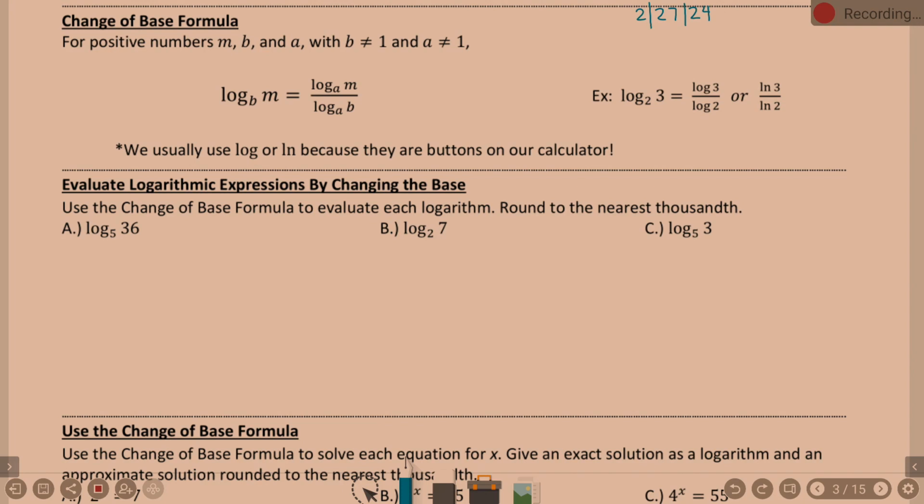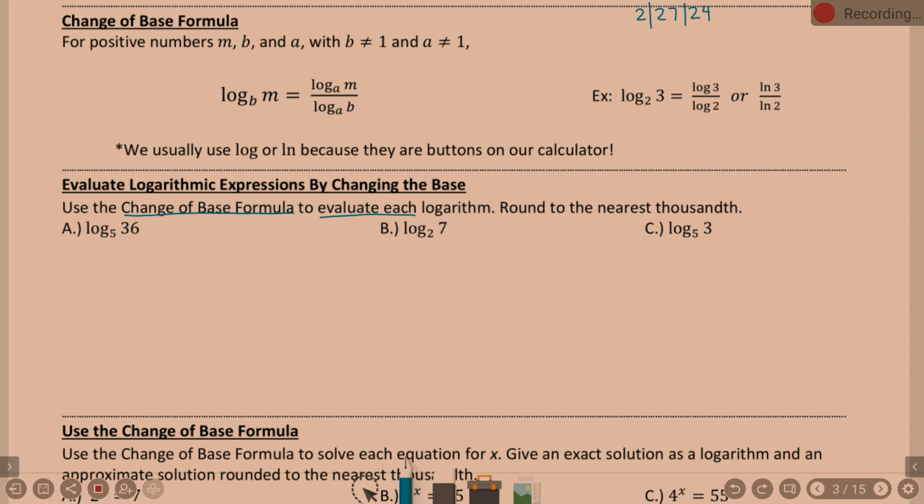So, first row of examples. It's telling us right there: use the change of base formula to evaluate each logarithm. Round to the nearest thousandth. When we say evaluate, I just want to know the answer. That's all I want to know. So, log base 5 of 36.